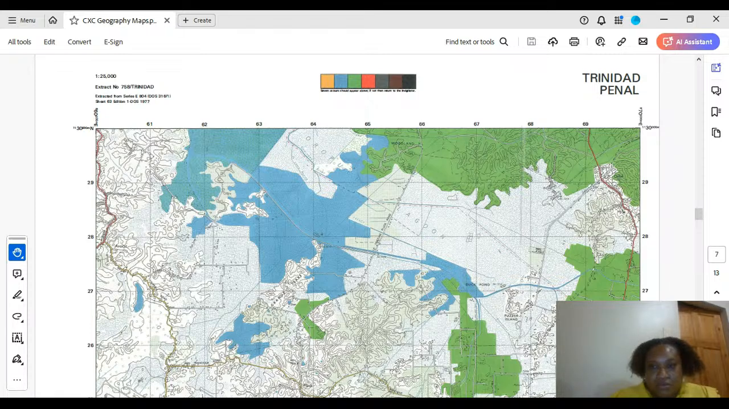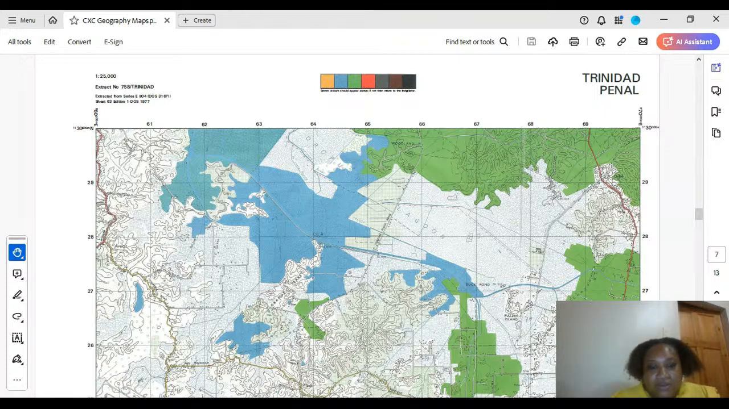So let's look at it. Okay, so this is the Pinal map here. Okay, sure. What questions you want me to answer?